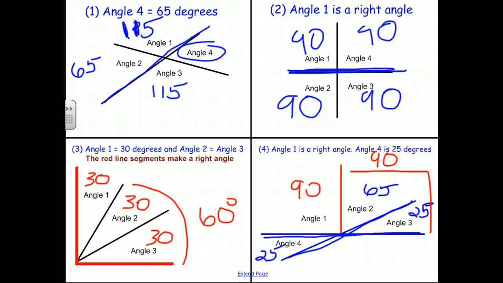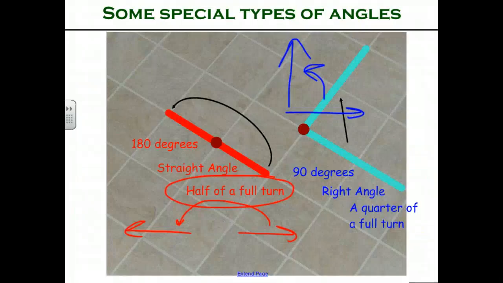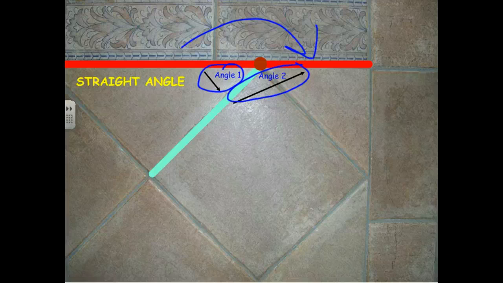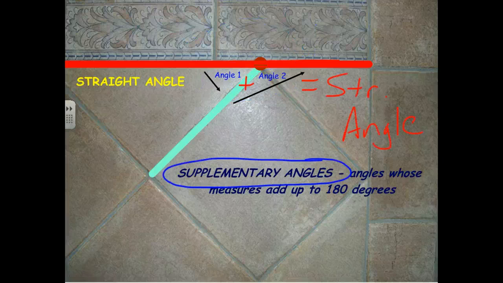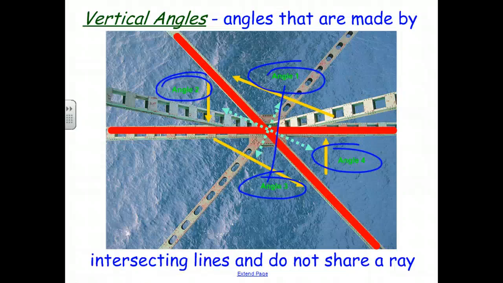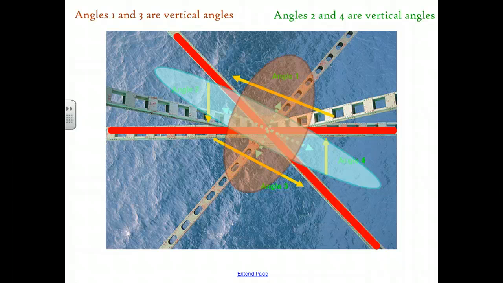So as a quick review of the new terminology so far in this lesson, a straight angle is an angle that is made of 180 degrees, where a right angle is an angle of 90 degrees. Two angles that add up to a straight angle are called supplementary angles. Two angles that add up to a right angle are called complementary angles. And when we cross two lines, we get what are called vertical angles, the ones that do not share a ray, that are across from each other, and also have the same measure.